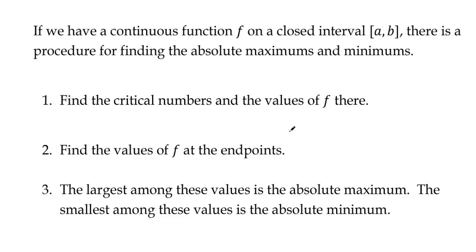If we have a continuous function f on a closed interval [a, b], there is a procedure for finding the absolute maximums and minimums. First, find the critical numbers and the values of f there. Second, find the values of f at the endpoints. And finally, the largest among these values is the absolute maximum. The smallest among these values is the absolute minimum.